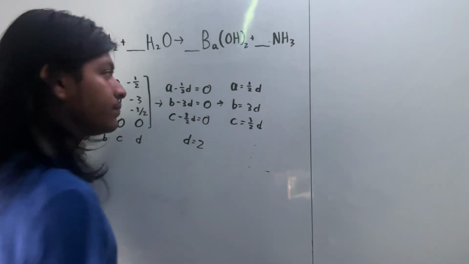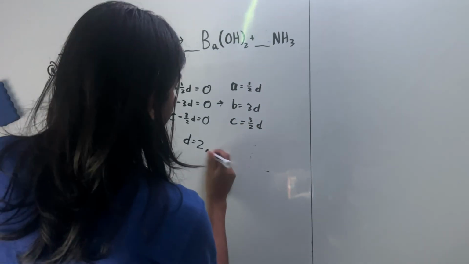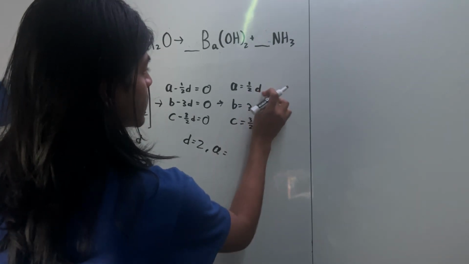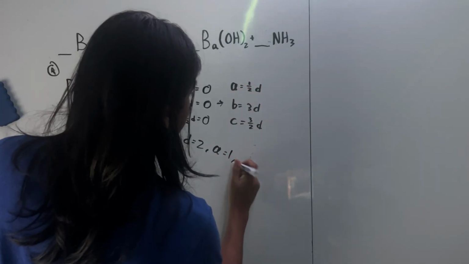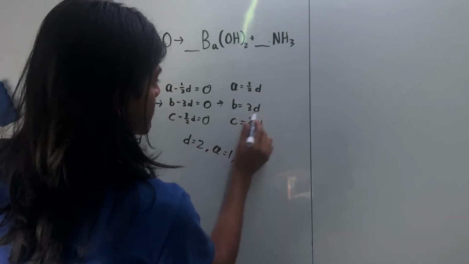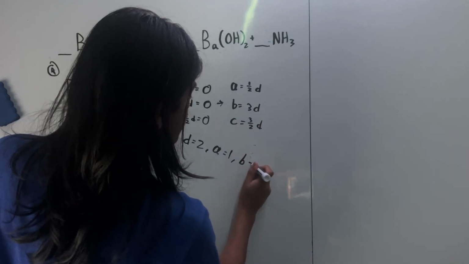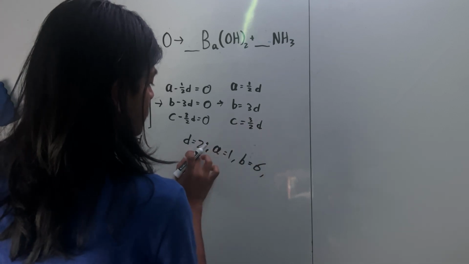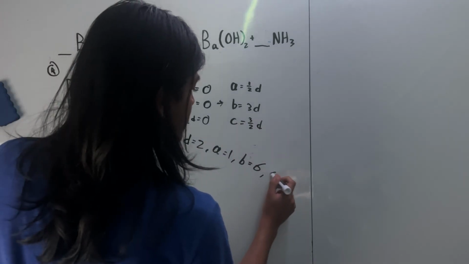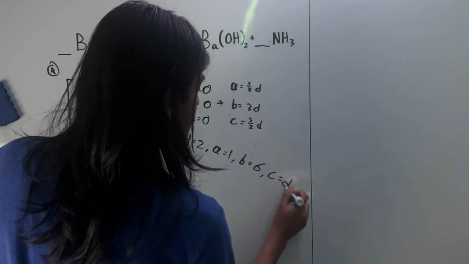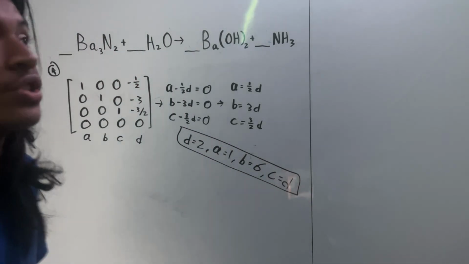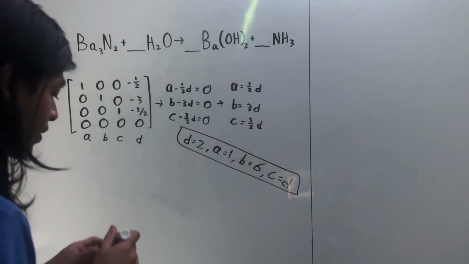And by looking at these, we could choose D equal to 2. When we do that, we get that A. So when D is equal to 2, then A is equal to 1. And when D is equal to 2, B is going to be equal to 6. And when D is equal to 2, we get C is equal to 3. And just like that, we have our coefficients for this chemical equation.